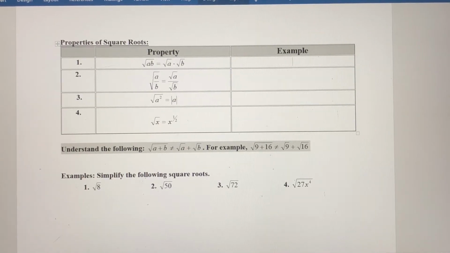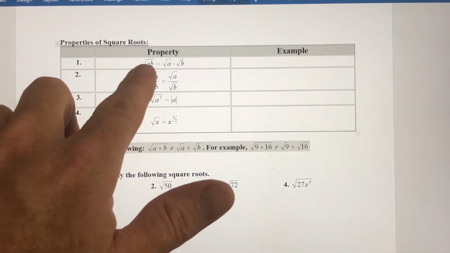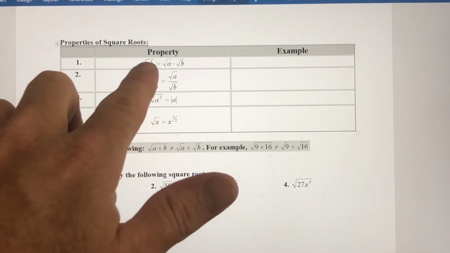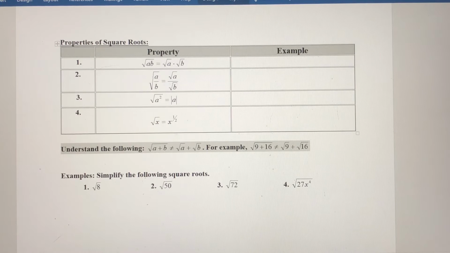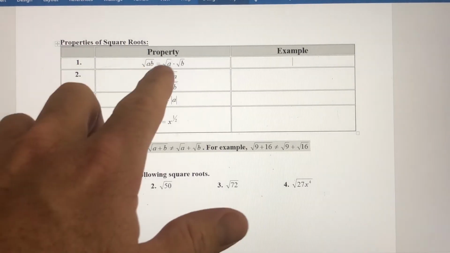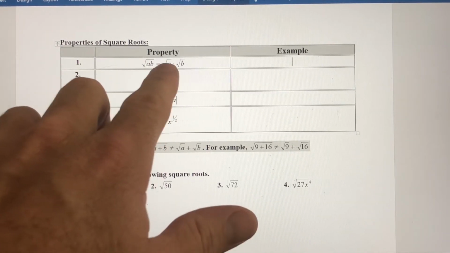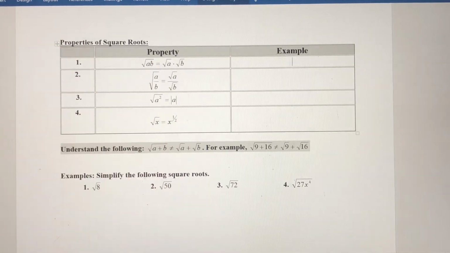So first off, in number one, we've got the square root of a product here, a times b. Okay, you can break that down as the product of two separate radicals, so you can break this down as the square root of a times the square root of b, okay? That's going to allow us to simplify radical expressions.